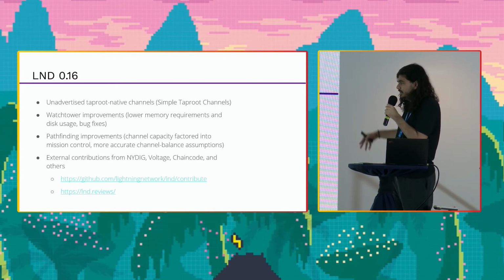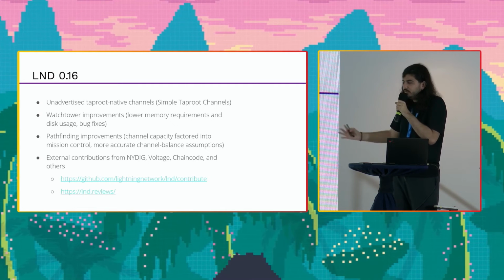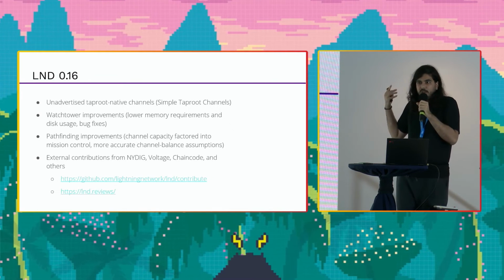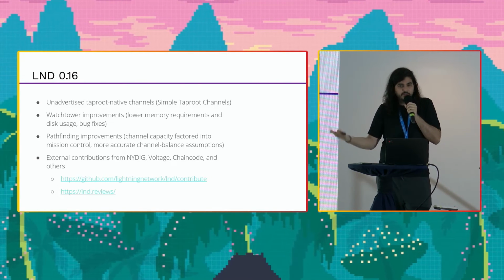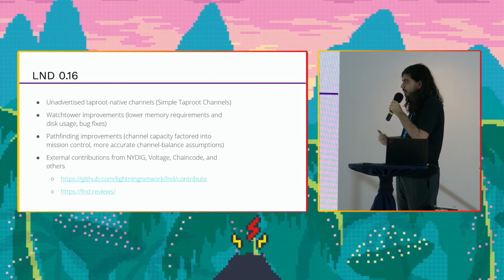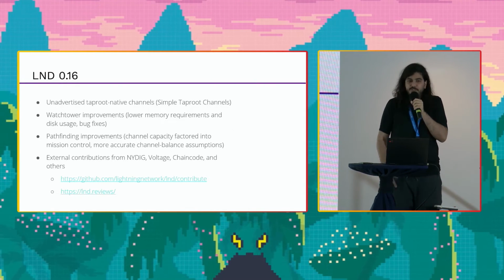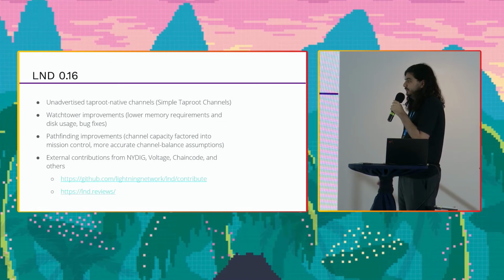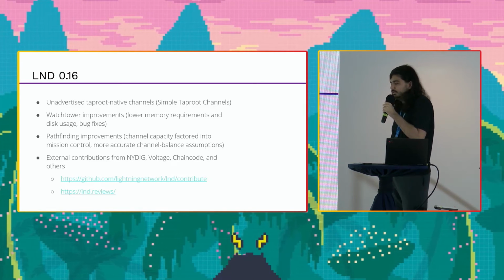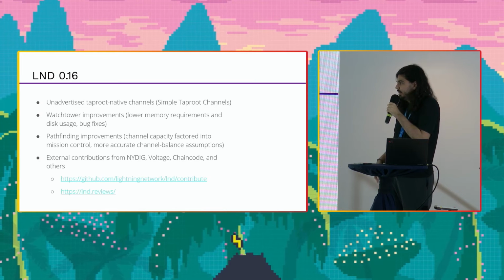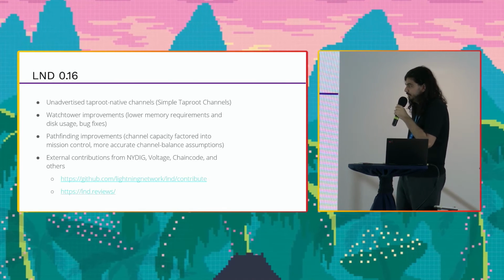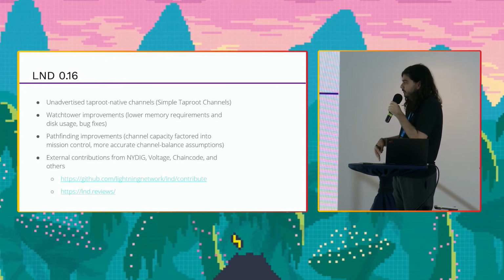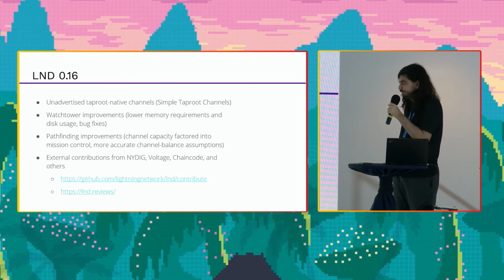And besides that, we also have watchtower improvements. We have some watchtower bugs that were accumulating during the past months, and now we're working on them, also improving the memory requirements, disk usage, lots of bug fixes. Also some improvement in pathfinding, like channel capacity being taken into consideration in the mission control, which is our probabilistic pathfinding algorithm, but also other more accurate channel balance assumptions and stuff like that.